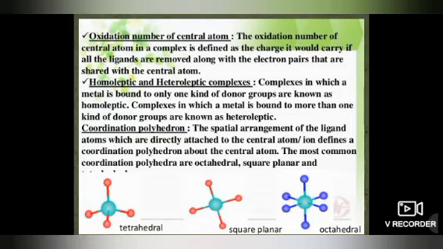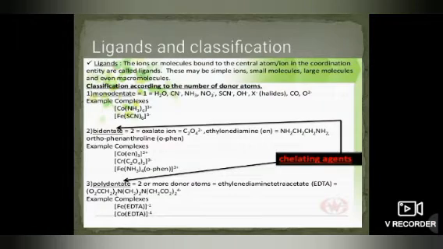Homoleptic and heteroleptic complexes. Two types of complexes are there, homoleptic and heteroleptic. Homoleptic complexes are those wherein the central metal is bound to only one kind of donor group, and complexes in which a metal is bound to more than one kind of donor group are called heteroleptic. Whereas coordination polyhedron is the spatial arrangement of the ligands directly attached to the central atom. The most common coordination polyhedra are octahedral, square planar and tetrahedral, and square planar plus tetrahedral can make octahedral.